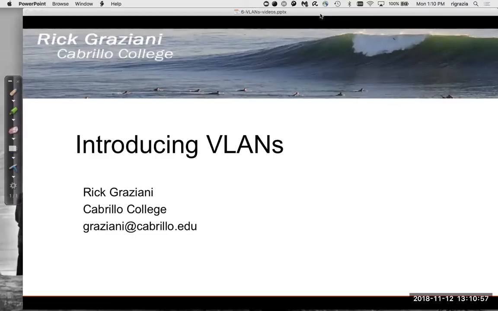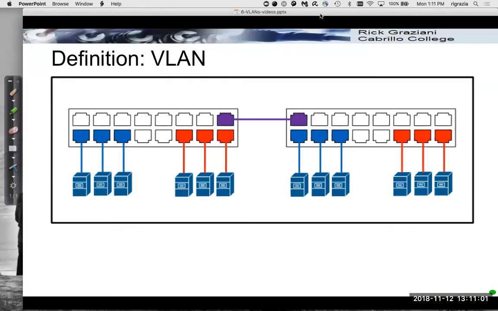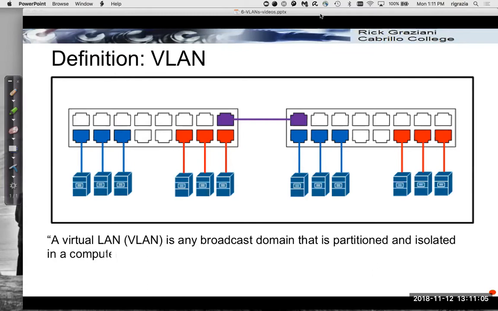Hi, in this video, we're going to introduce VLANs. So, definition of a VLAN. There are several out there. This one's from Wikipedia. A virtual LAN, VLAN, is a broadcast domain. That's the key part there.